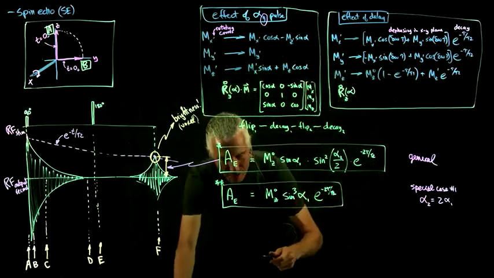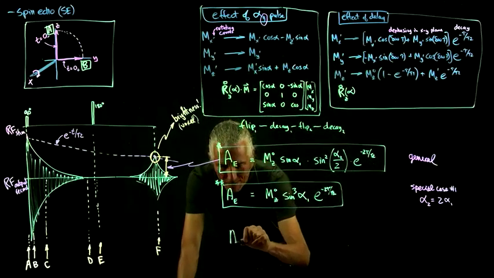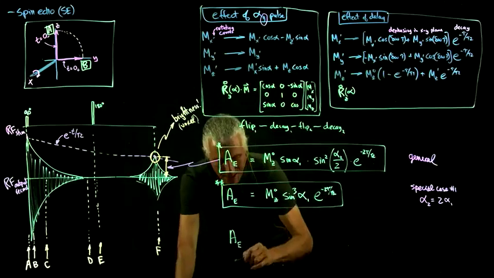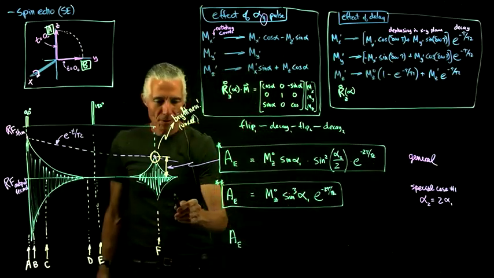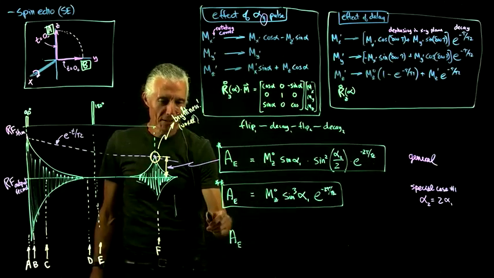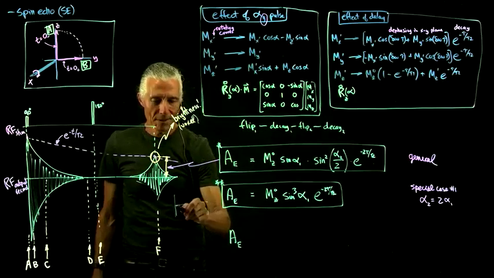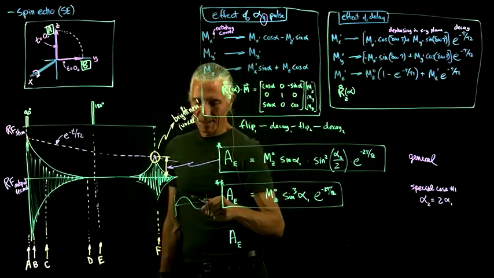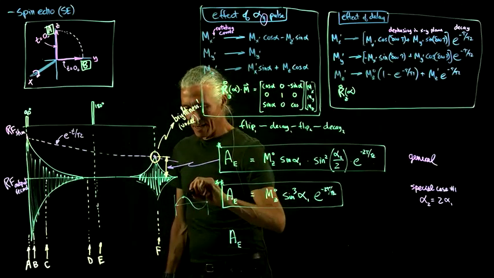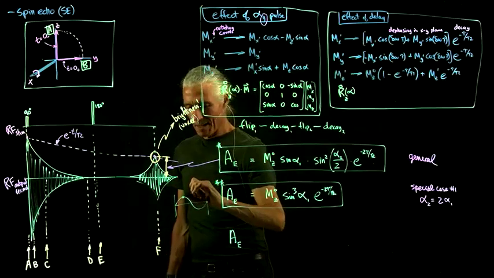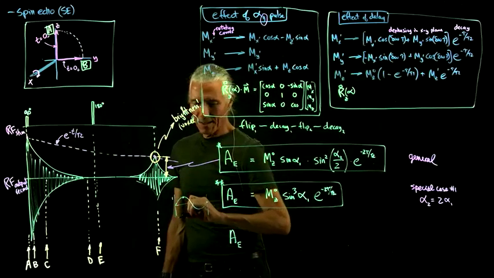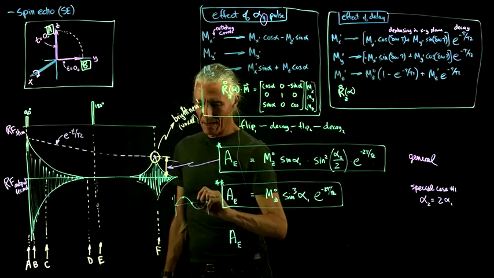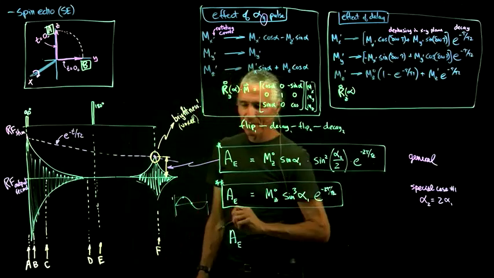But even simpler is, what if we make it 90 and 180? So just go back to sine. So what does a sine look like? So that's what a sine looks like. So if we make it 90, it's going to be 1. And 180, it's going to be 0.